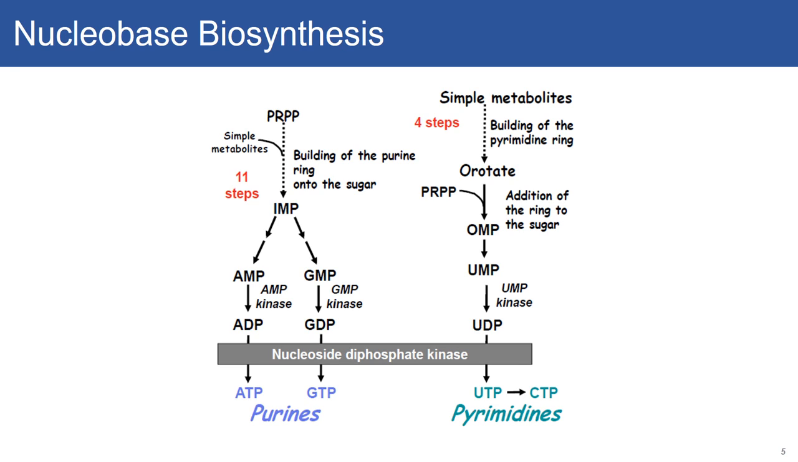From UTP, it's a simple reaction to get to CTP. And these are all going to be RNA, and then if we want to go to DNA, there's a simple enzymatic reaction to replace that hydroxyl group with a hydrogen. So that's the general theory of what we're going to discuss today and how they fit into the big picture.